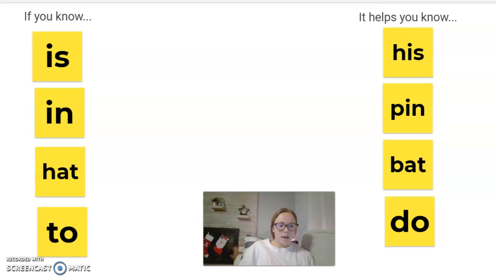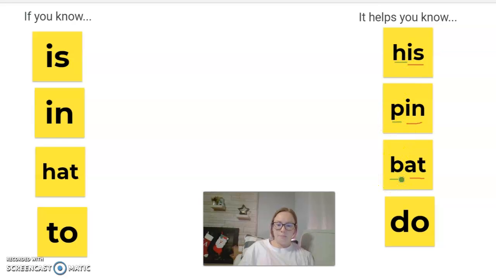I can even use my pen to draw on the screen and show you. We know is, in, and at. All we have to do is make the first sound. And that can help us to put the word together. H, is, his. P, in, pin.